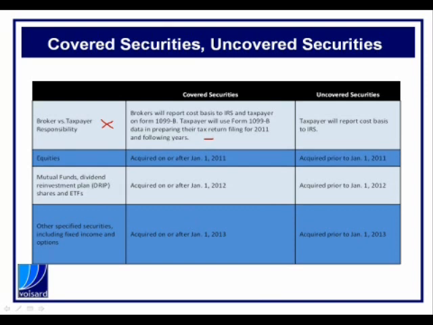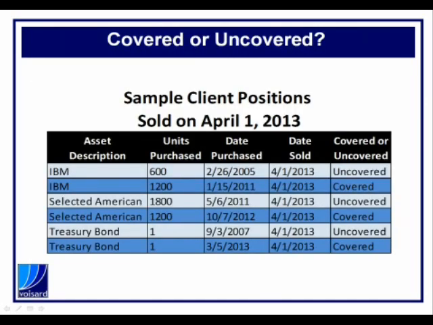So when I go to a more concrete example, we've got client positions, and in this case the client had 3 stocks or 3 positions in the portfolio, and all of them were sold on April the 1st of 2013. Now on the IBM, because that's an individual stock or an equity, you have 2 tax lots, one purchased February the 26th of 2005, and one purchased January the 15th of 2011.